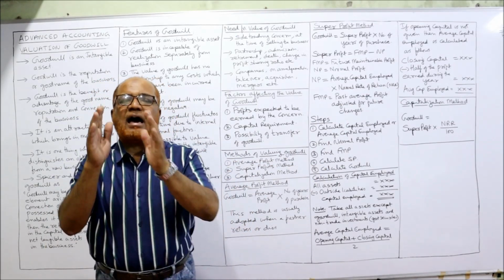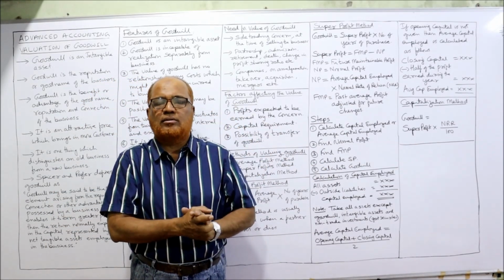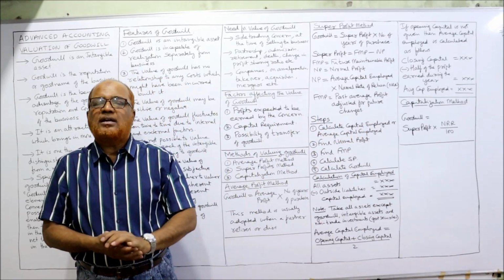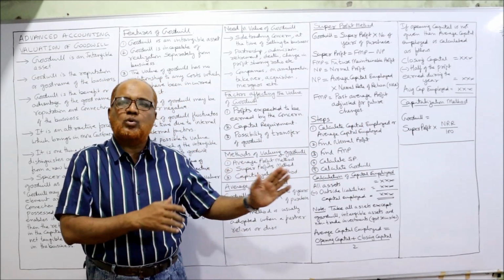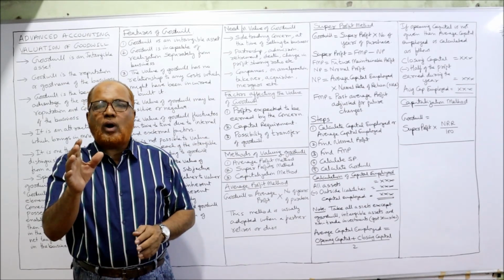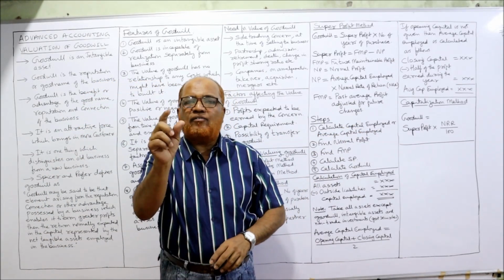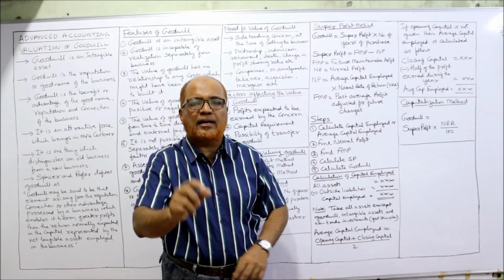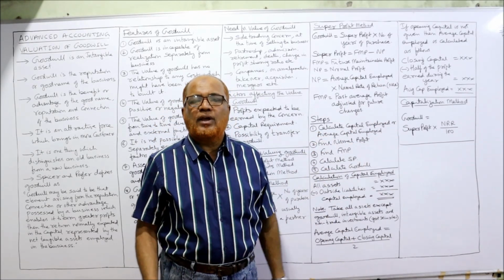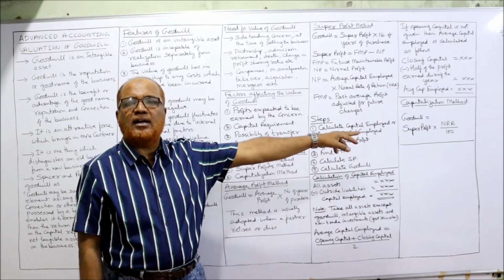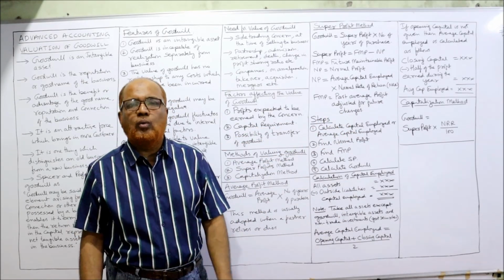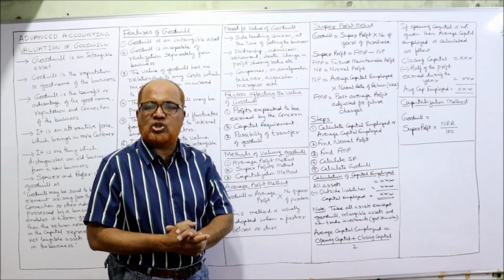Actually 3 methods are there: average profit, super profit, capitalization. The capitalization method is exactly similar to super profit method. So you apply all the steps for calculating super profit. After calculating super profit, multiply by 100 and divide by the normal rate of return. This will give you goodwill according to capitalization method.